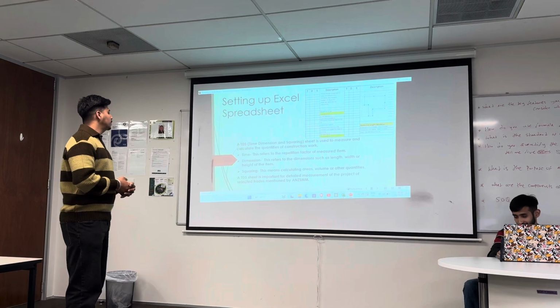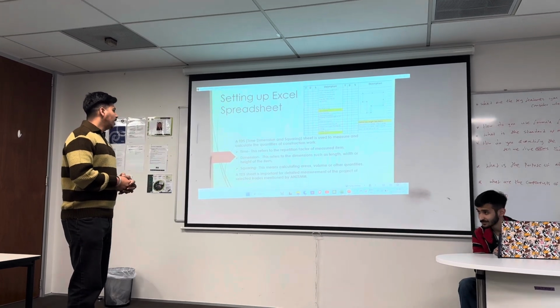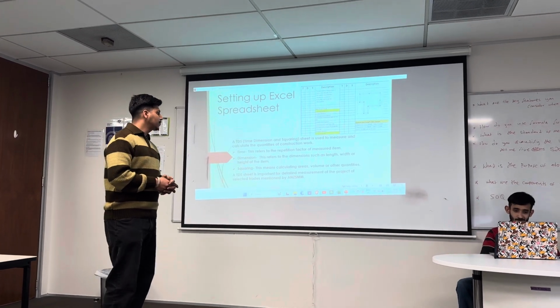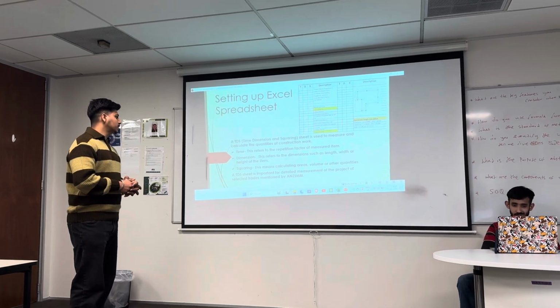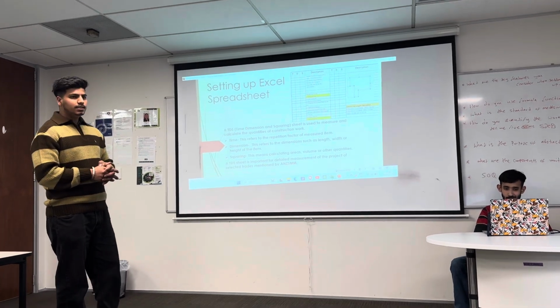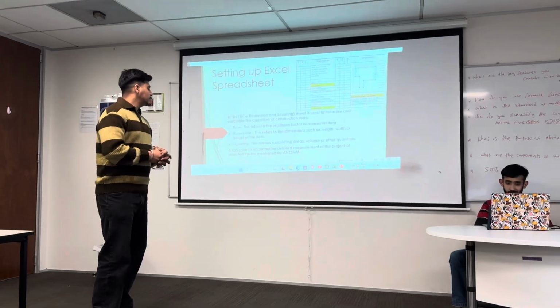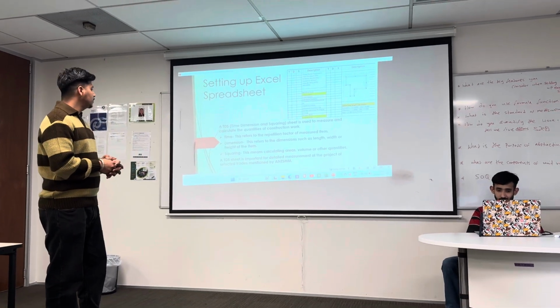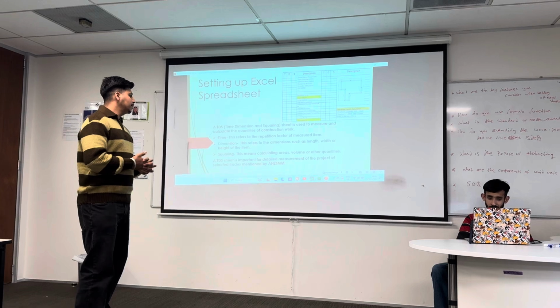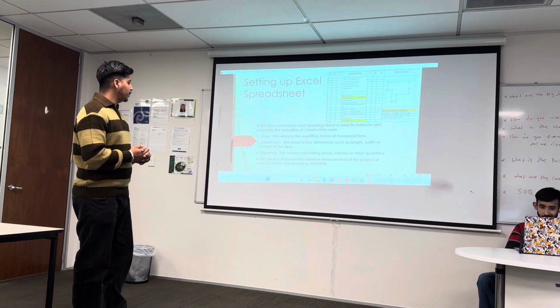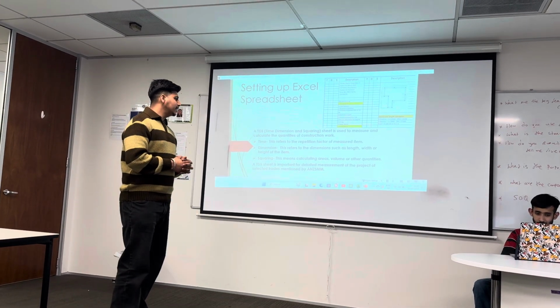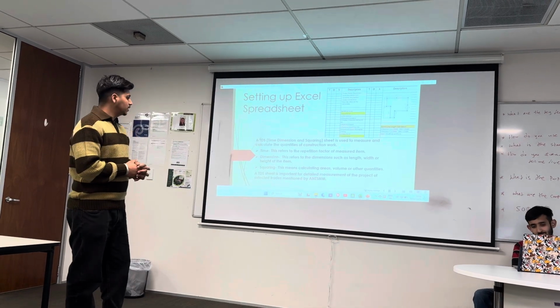Setting up Excel spreadsheet. What is Excel spreadsheet? A TDS, time, dimension, and squaring sheet is used to measure and calculate the quantities of construction work. Time, this refers to the repeating factor of measured item. Dimension, this refers to the dimensions such as length, width, or height of the item. Then we have squaring. This means calculating area, volume, or other quantities.